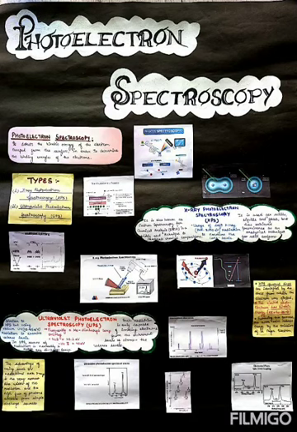Photoelectron spectroscopy can be defined as the technique in which radiation with enough energy can remove an electron from an atom or a molecule. It detects the kinetic energy of the electron escaped from the surface in order to determine the binding energies of the electrons. The photoelectron spectroscopy is further divided into two categories. Number 1, X-ray photoelectron spectroscopy, XPS, and number 2, ultraviolet photoelectron spectroscopy, UPS.